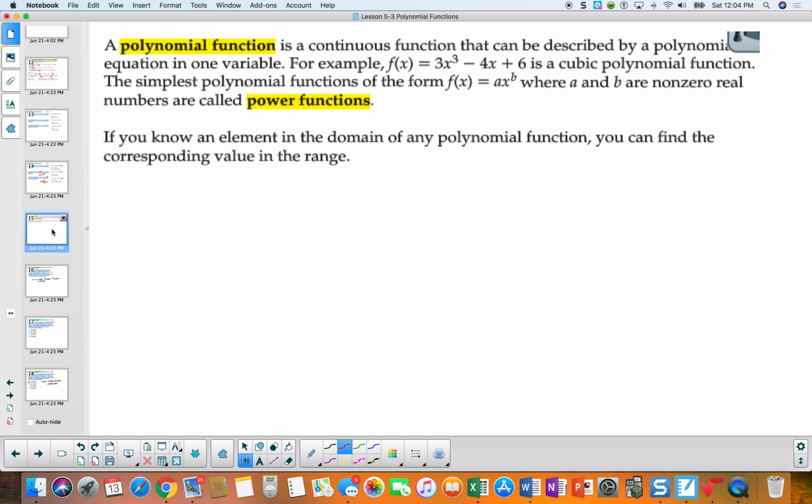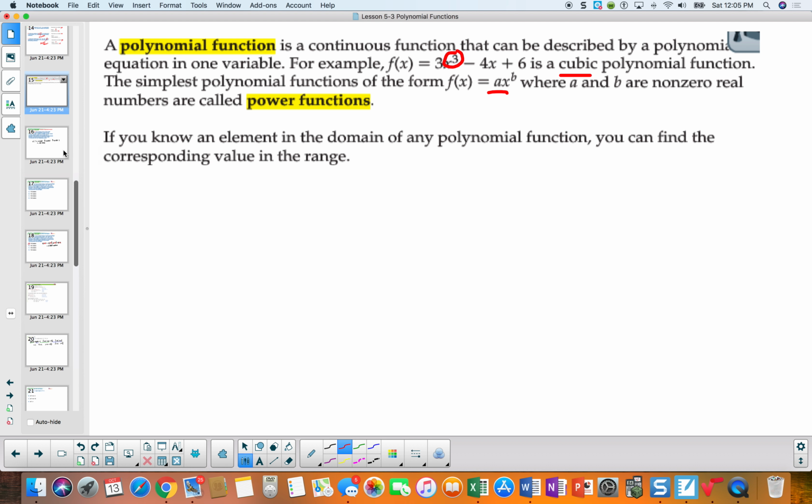Let's talk about a polynomial being a continuous function. Continuous means that there's no breaks in it, that it's just a smooth curve. This example right here is, because it's to the 3rd degree, we call it a cubic polynomial function. The simplest polynomial function is one with only one term. A and B are non-zero, and these are called power functions. And if you know the element in the domain of the polynomial function, you can find the corresponding range. So we'll start talking about domain and range again.